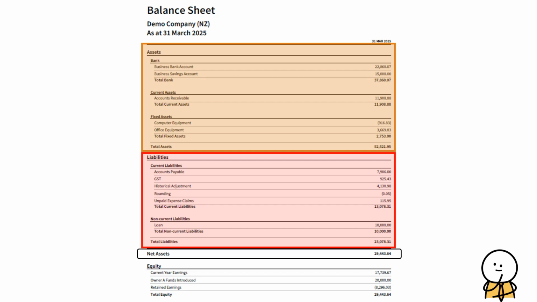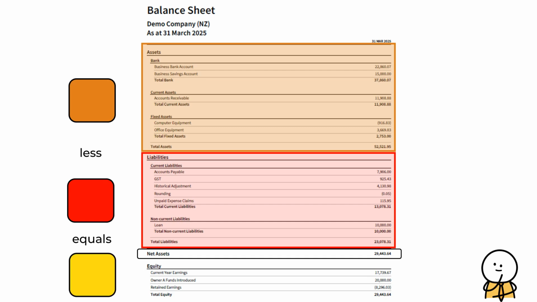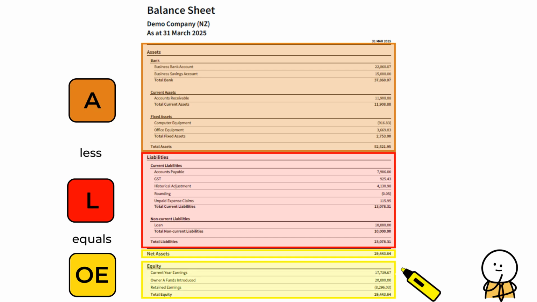Now we've got the net assets down the bottom, which is our assets minus our liabilities. So we know that orange minus red is yellow. So our net assets are yellow. Our assets minus liabilities equals owner's equity, and owner's equity must be yellow. And you can see that our balance sheet balances, we've got $29,000 of total owner's equity, and we have $29,000 of net assets, which is assets minus liabilities. So our balance sheet balances.